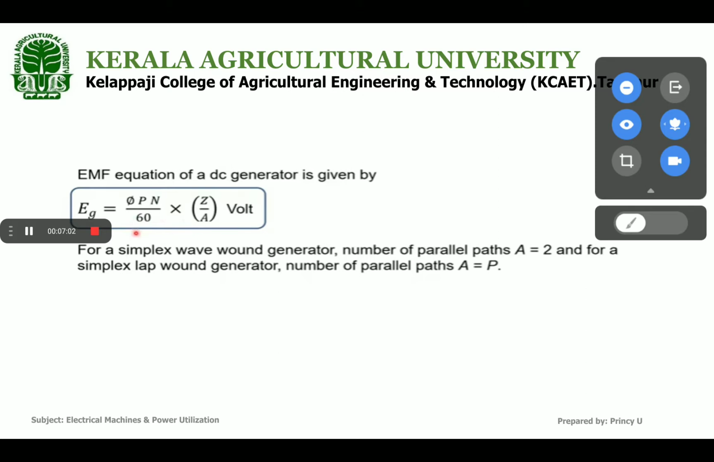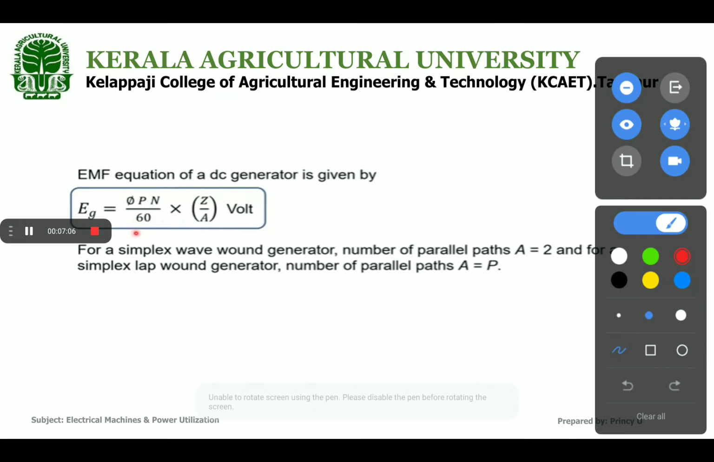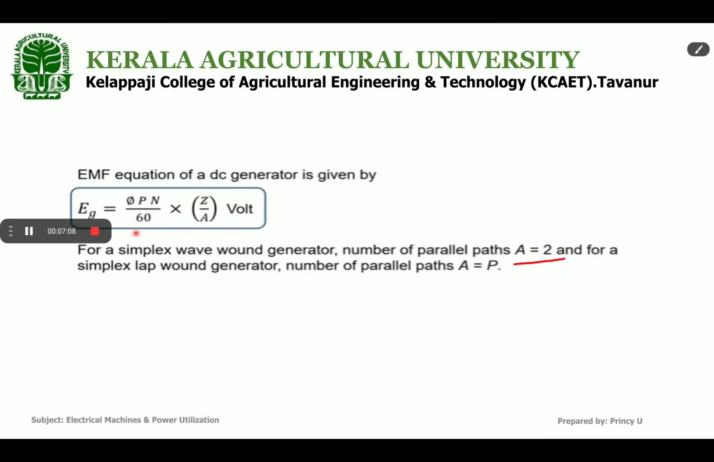Okay, for a simplex wave wound generator, number of parallel path A is equal to 2, and for a simplex lap wound generator, number of parallel path A is equal to P. So this will be changed for lap and wave winding. Otherwise, generated EMF is equal to ΦPn by 60 into Z by A. Generally, we take this equation as the EMF equation of a DC generator.